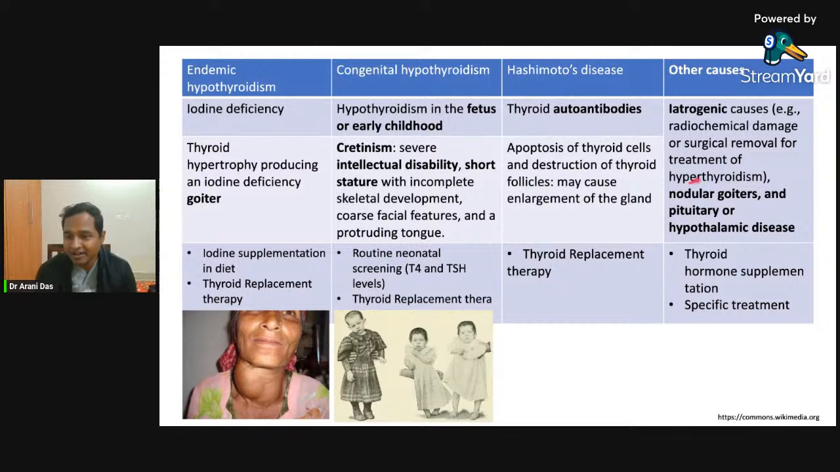That's why when a thyroidectomy is done, some thyroid tissue is left, so that some amount of thyroid hormone will be released and hypothyroid features will not precipitate. So this is all about hypothyroidism.